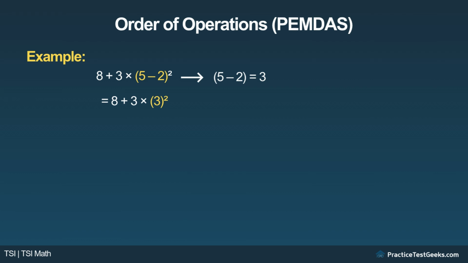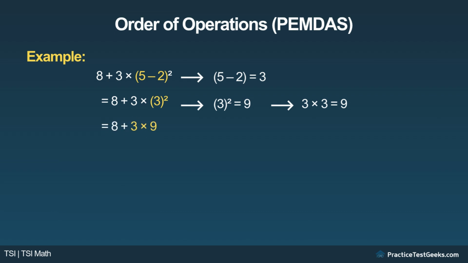This is called 3 squared, or 3 to the power of 2, and it means you're finding the area of a square with sides of length 3. So, 3 squared equals 9, because you're doing 3 times 3 equals 9. Now the expression is 8 plus 3 times 9.